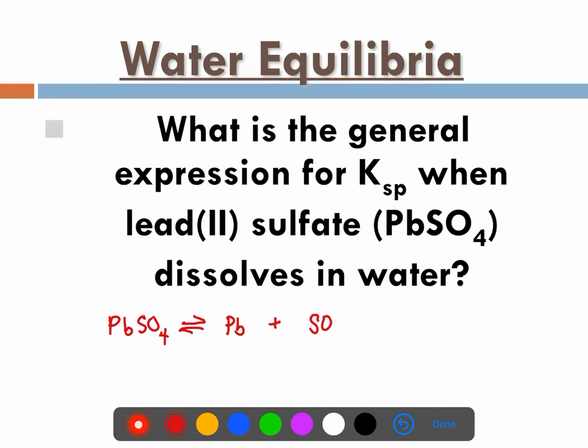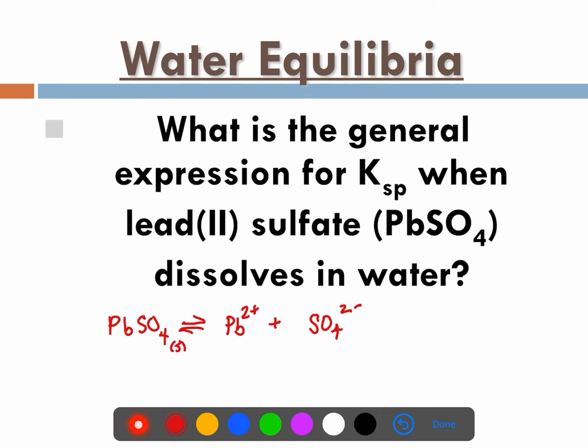It's going to break up into lead and sulfate. Now, lead is found in two forms, positive 2 or positive 4. This has to be the positive 2 version because sulfate always has a negative 2 charge. Therefore, the lead has to have a positive 2 charge in order for the charges to add up to be 0.